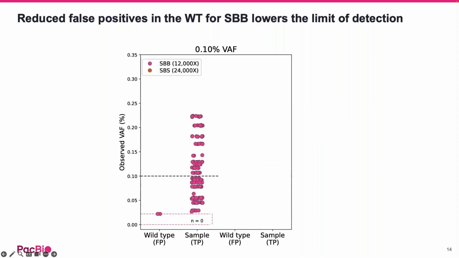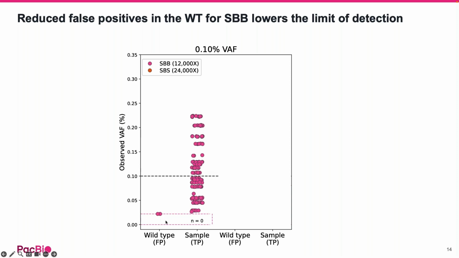So then to dig into what is causing this increase in recall, here I'm showing a plot that compares the estimated or observed allele frequency for all variants, those that are called in the wild type, so any variant called in the wild type here is a false positive, versus those that are called in the sample. In this case, this is the 0.1% allele frequency sample.